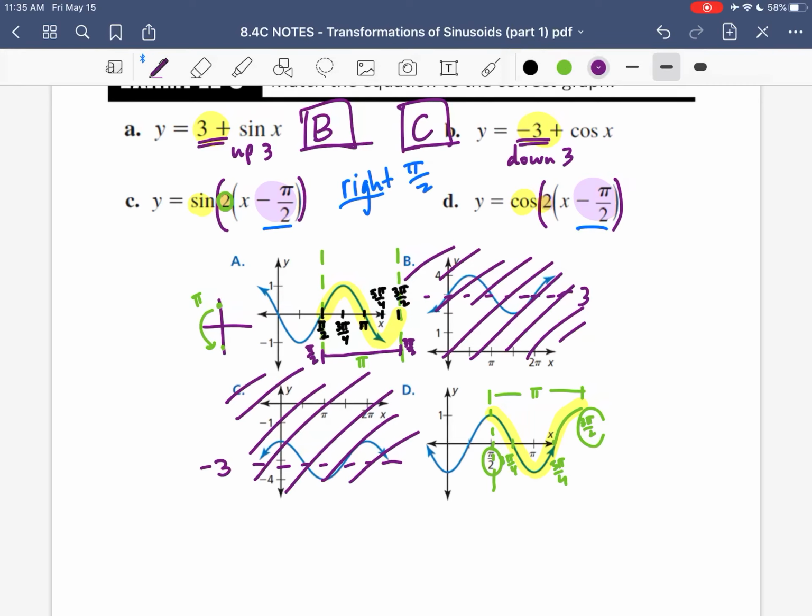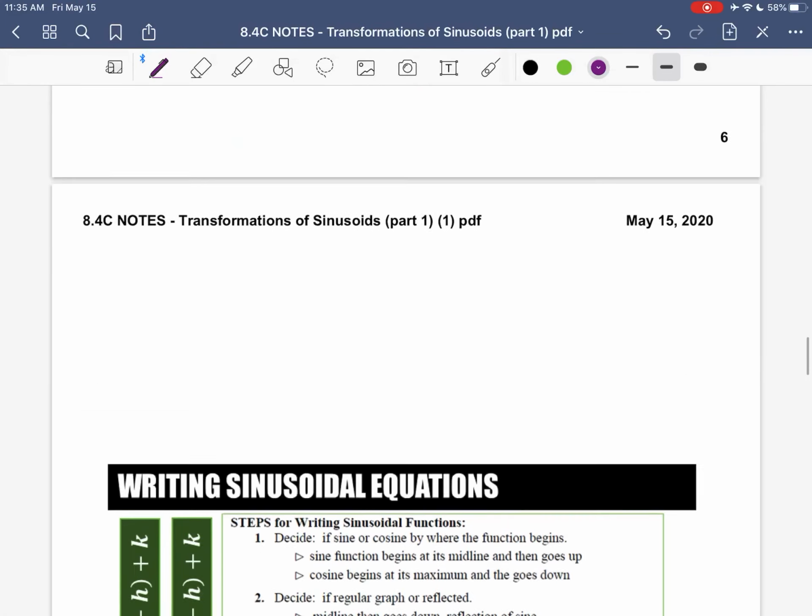Cool. So let's write our final answers. This was the sine one, so A, bam, and D, straight here.